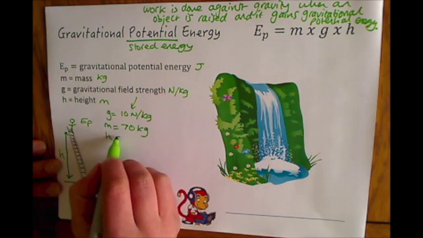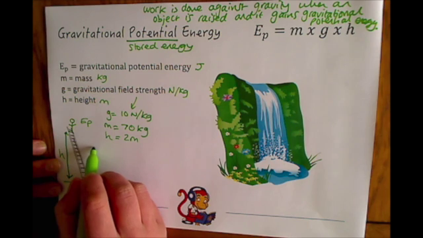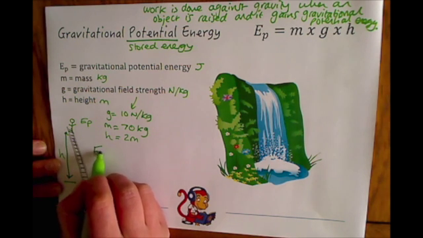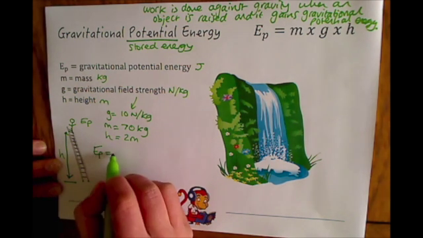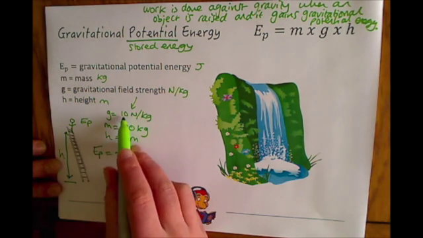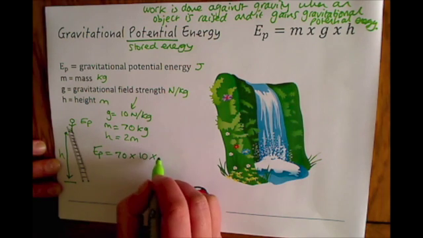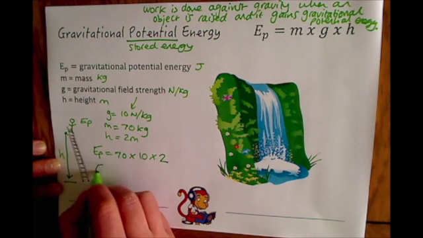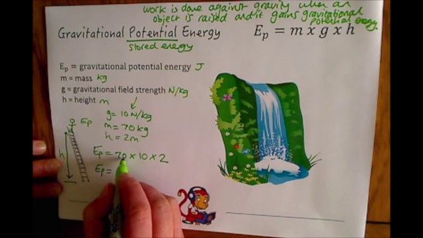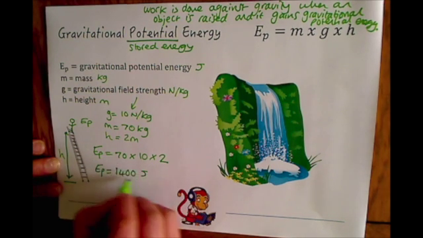If we assume that he's working at a height of 2 meters, we can calculate the gravitational potential energy, because we've got mass as 70 times the gravitational field strength on Earth, which is 10, multiplied by the height that he's working at, and we know that that person at the top of the ladder is storing a gravitational potential energy of 1400 joules.